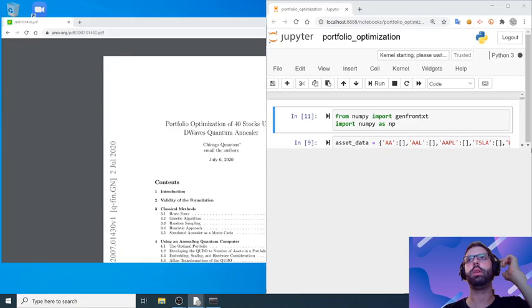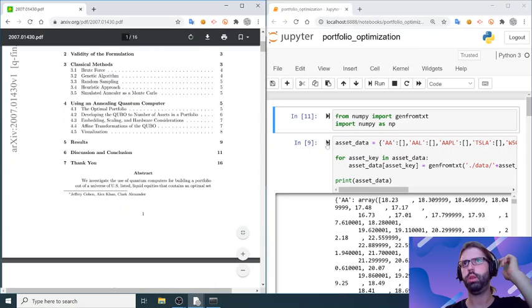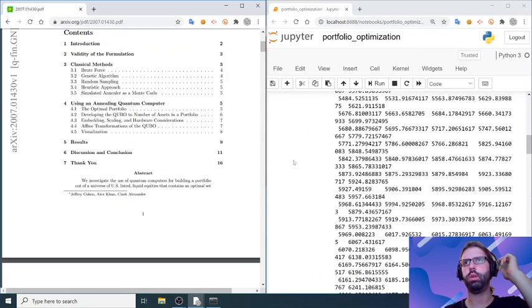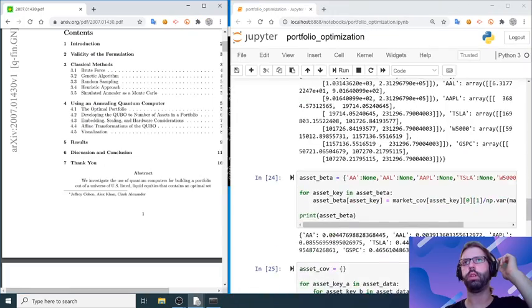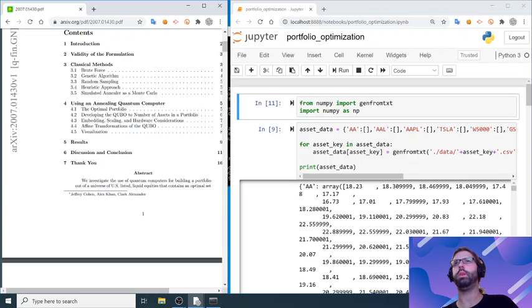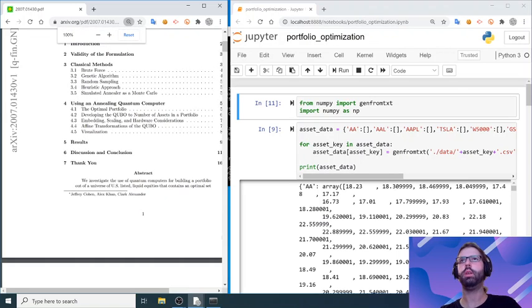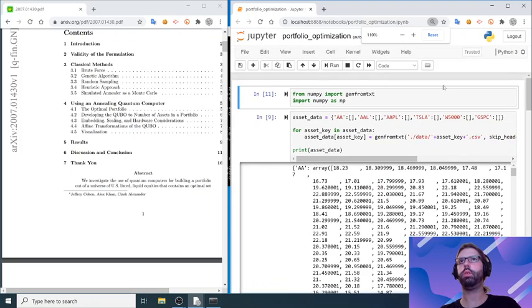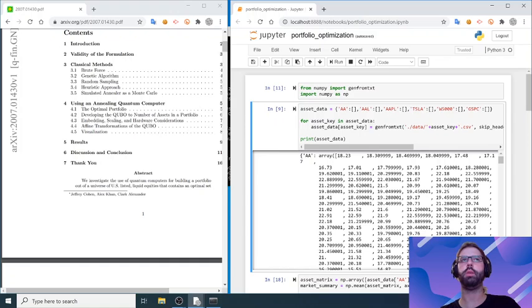Maybe I should do a screen split. Cool. Or, I'm not sure if that's going to be useful. Okay, but can I zoom these out a little bit? Okay, that makes sense. That looks better.